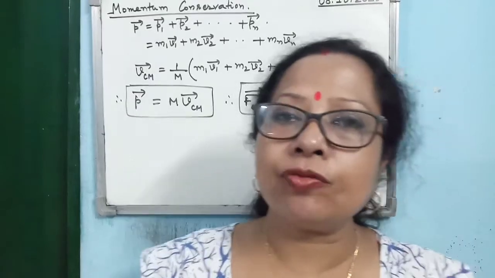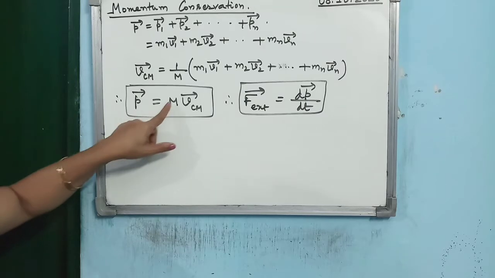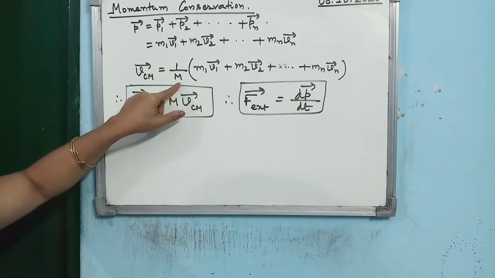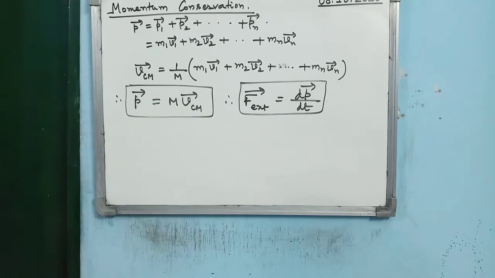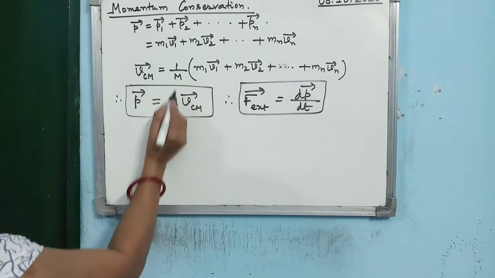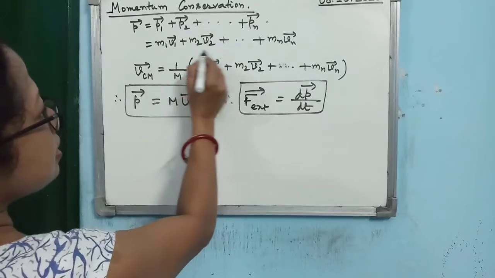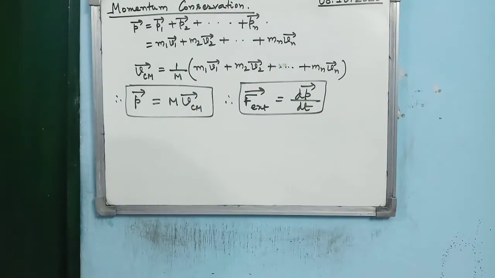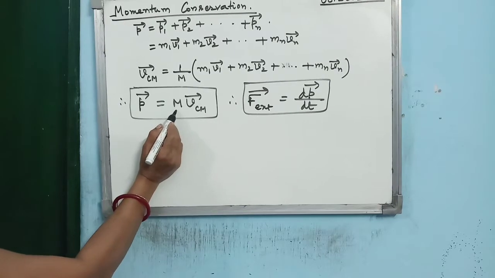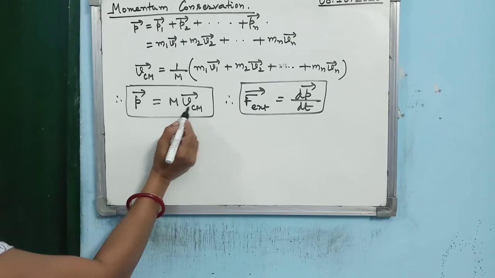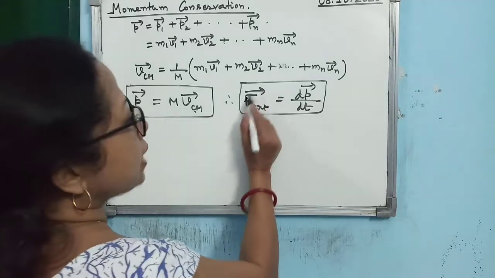It is 1 by m, m1 v1 plus m2 v2, and so on, isn't it? So you see, you can write P as m into the velocity of the center of mass, because if you multiply m and 1 by m, they will cancel and you will get the same formula as in the first equation. So one can write the total linear momentum of a system is equal to the total mass multiplied by the velocity of the center of mass.